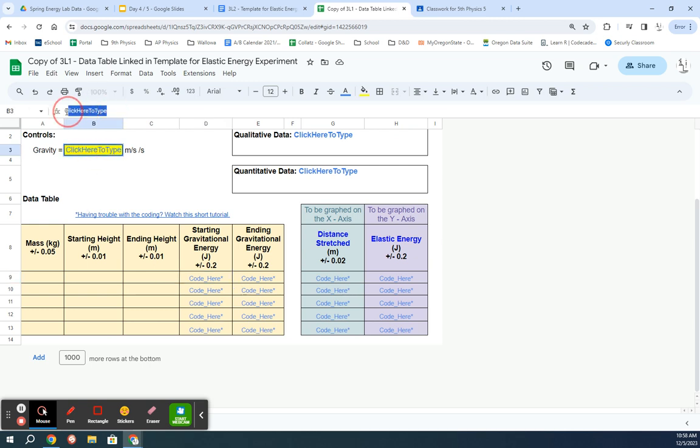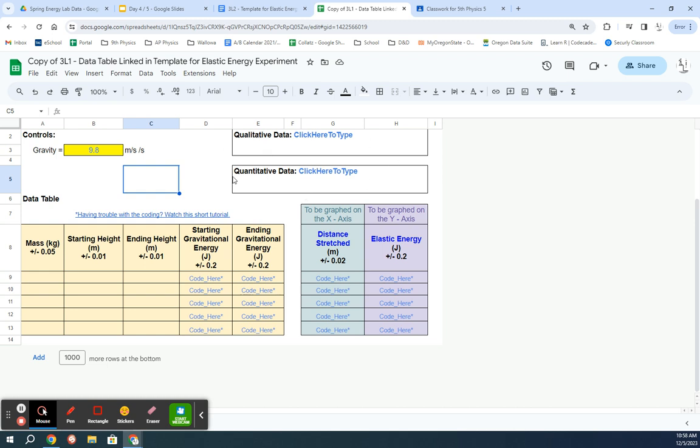First thing we need to do, of course, is type in what the value is for gravity. So you can just type in 9.8. That's what gravity is here on Earth, 9.8 meters per second squared. If at any point you guys are struggling, you can go to this video link and click that to watch a tutorial for how to do some coding. But I'll go through some of the basics pretty quickly together.